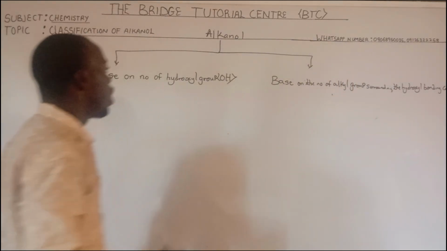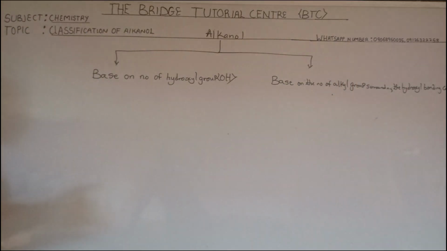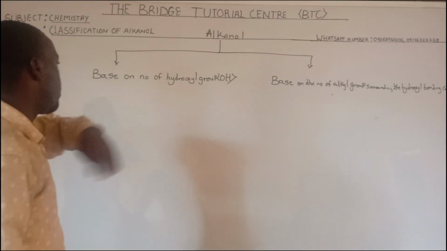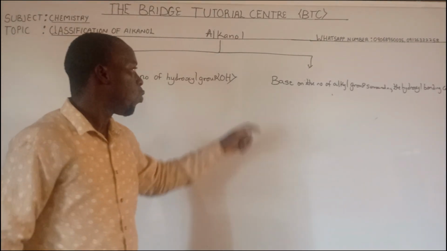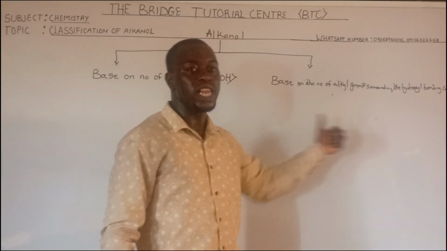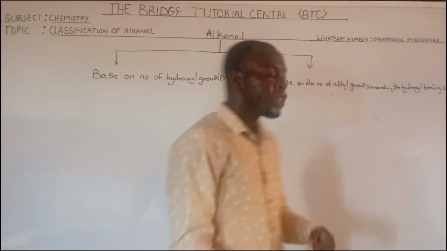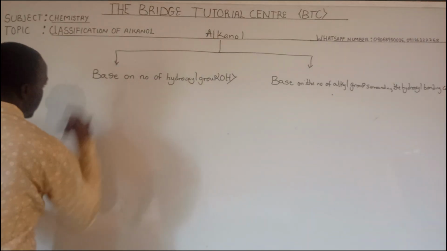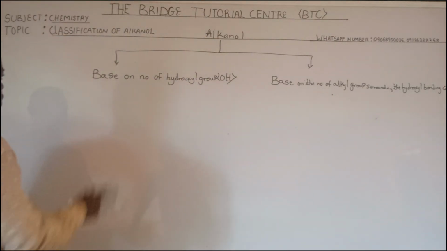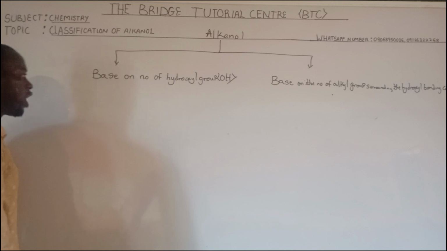So those are the two different ways of classifying an alkanol. The first one is based on number of hydroxyl group, while the other one is based on number of alkyl group surrounding the hydroxyl bonding carbon. So now let's start with the first method of classification, which is based on number of hydroxyl group.